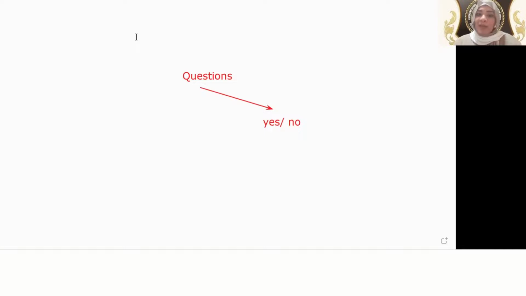Let's see another example. We saw the example using do, or verb to do, and we said that we have to remove verb to do. But how about if the question was with have, verb to have, or verb to be? What should we do? Here we have a question. Let's see it. Have you traveled to America?